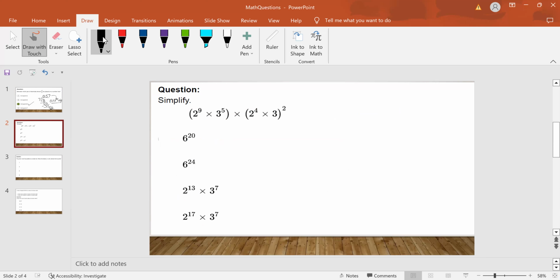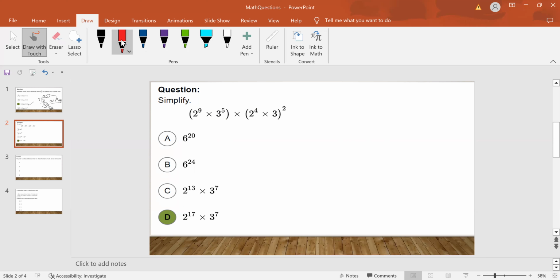This is an amazing question. So again, you can pause the video to solve by yourself before you continue. But I can tell you that the best choice here is the last one. Let's explain it. So we have 2 to the 9th multiplied by 3 to the 5th, multiplied by 2 to the 4th multiplied by 3, everything raised to the 2nd power.